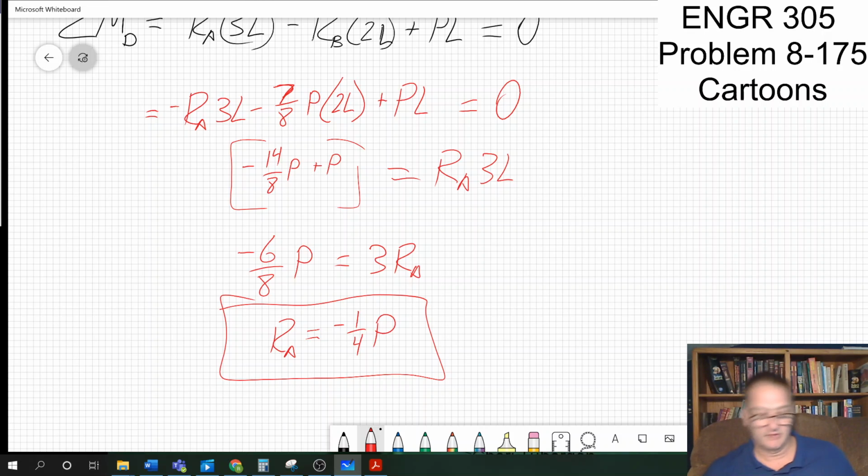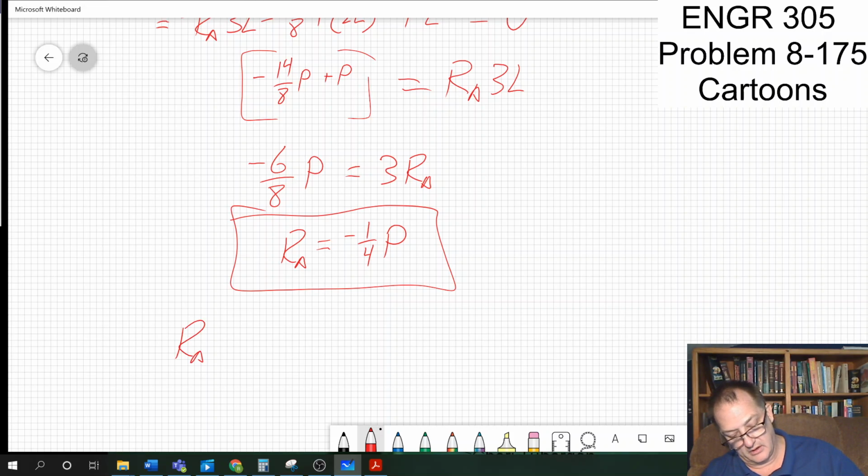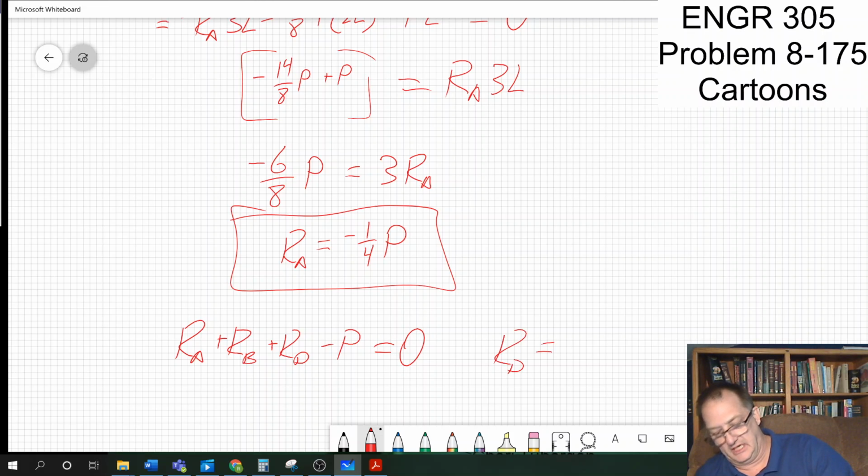And if you tuned in for the other one, you know that's correct too. And then lastly, you've got RA plus RB plus RD minus P is equal to 0, and just start popping through that. RD is going to be equal to 3/8 P. Boo!